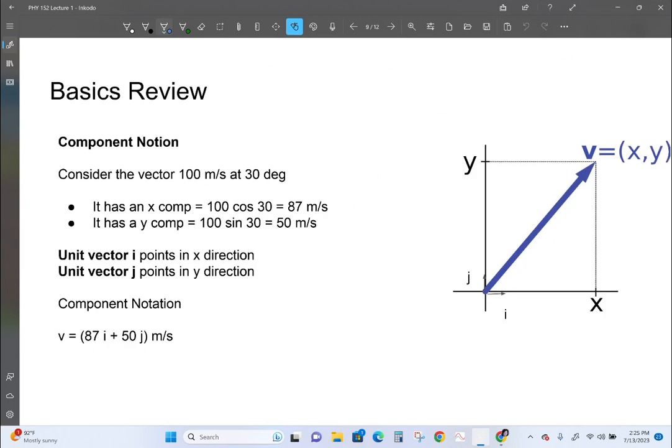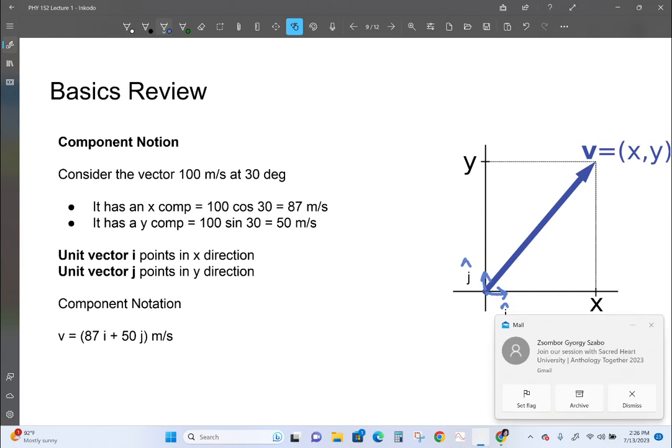And another thing I want to review with you is unit vector notation. So unit vector notation is a more mathematical way of writing the x and y components. And what we do is we define something called a unit vector, which is a vector that has the magnitude of 1 and it points in a certain direction. So unit vector i points in the x direction and unit vector j points in the y direction.